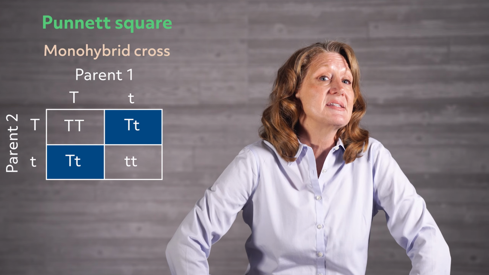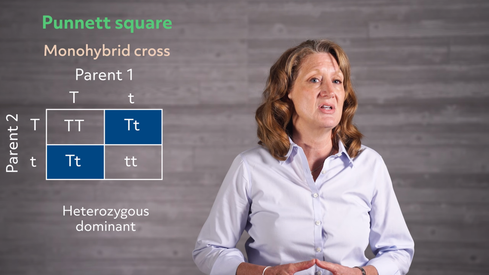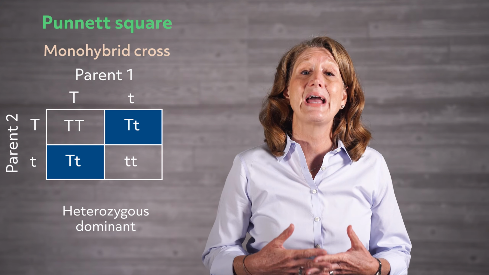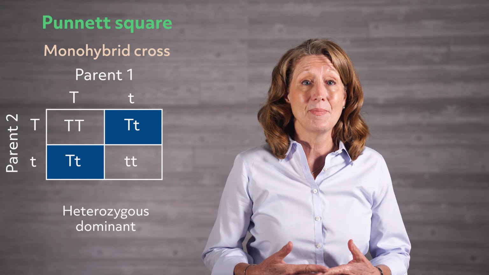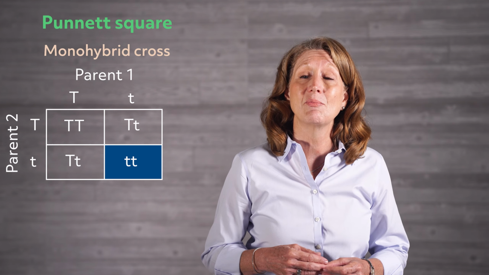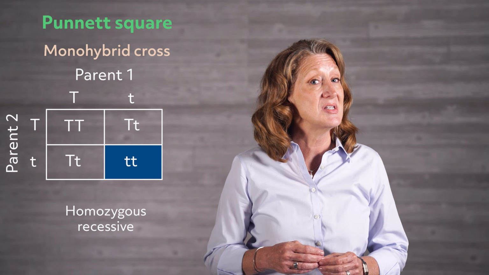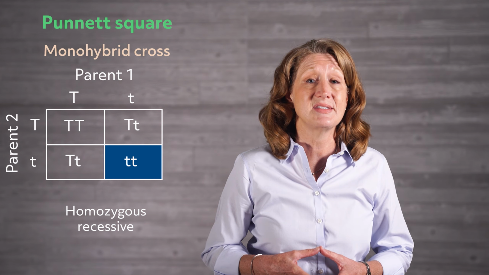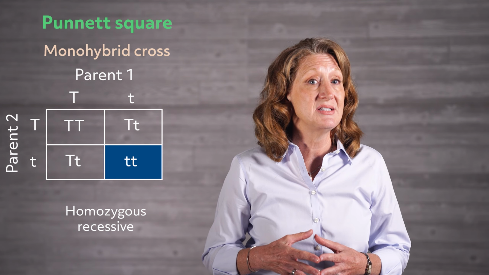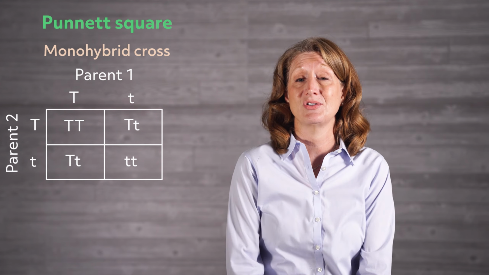2 of the 4 quadrants possess the heterozygous dominant genotype big T little t, which means there's a 50% chance the offspring would possess this genotype. Because the dominant allele, or capital T, is still in the pair, this means the offspring would still show a tall phenotype. Notice how the bottom right quadrant has 2 little t's? This genotype is known as homozygous recessive because it contains 2 of the same recessive alleles, little t, little t. Because one of the 4 quadrants contains this genotype, there's a 25% chance that the offspring will be short.